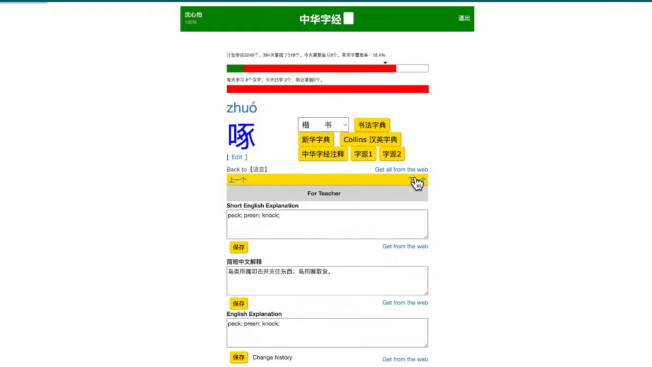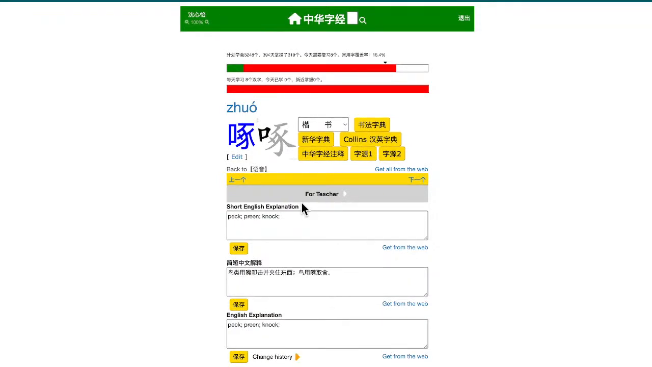Next one, 啄 means peck, preen, or knock. This is describing birds using their beaks to knock or to pick up food. That act is called 啄, okay.